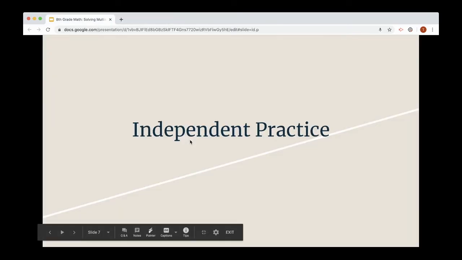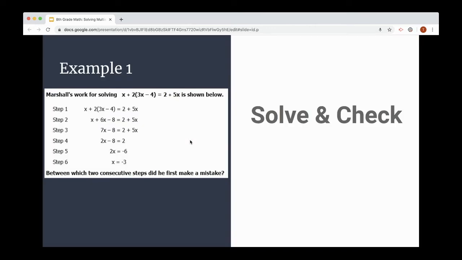All right, let's go ahead and take a look at our independent practice problems for today. Here is example 1. It says Marshall's work for solving x plus 2 times the quantity of 3x minus 4 equals 2 plus 5x is shown below. Between which two consecutive steps did he make a mistake? Go ahead and pause the video to take a minute to look at the problem here, and we'll get to the answer in just a moment.